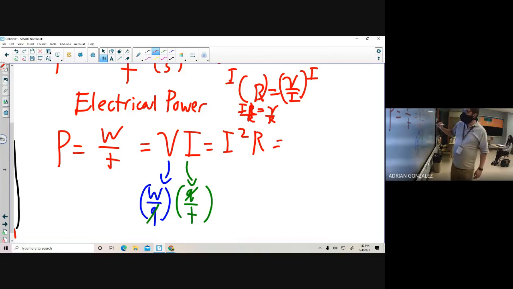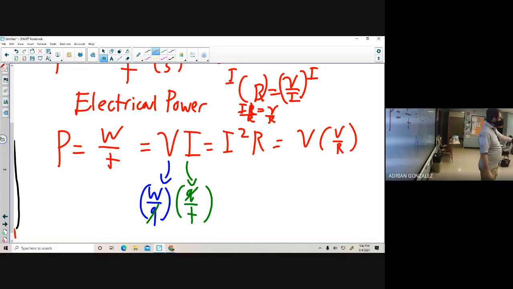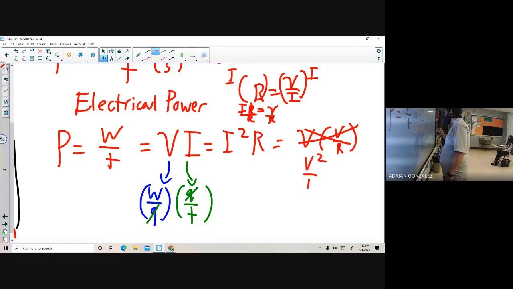So we end up, once again, with V, and then in parentheses, V over R. That's messy. How do we clean that up? V squared over R. Does that make sense? Now, regardless of what information you're given in the question, you now have a formula that you can use to solve for the power. Does that make sense?